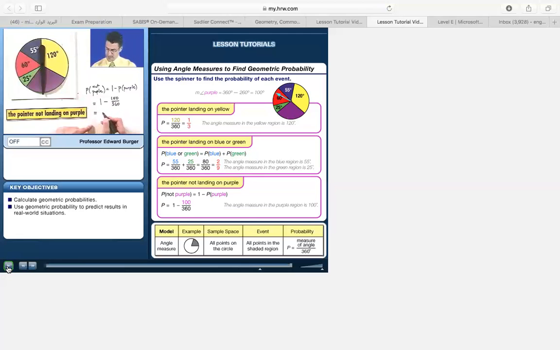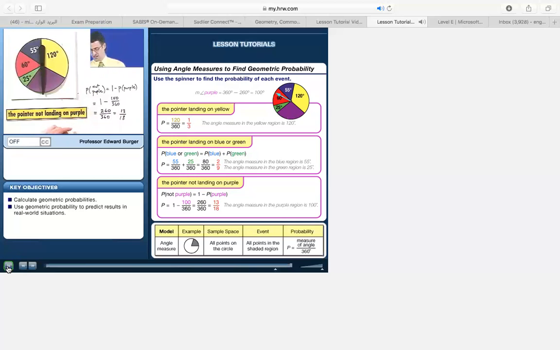So as we know, girls, here we have two choices. If they want not purple, we have two choices: one, subtract the probability of purple from 1, or two, add all other colors over 360. And if we get a common denominator, this is 360 over 360 minus 100 over 360, which is 260 over 360, which simplifies to 13 over 18.